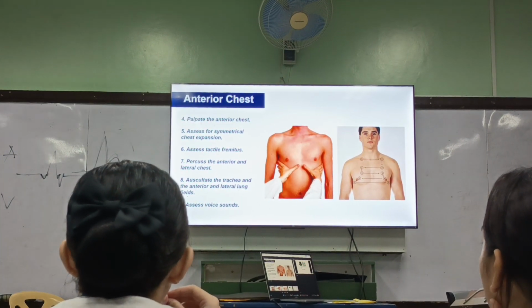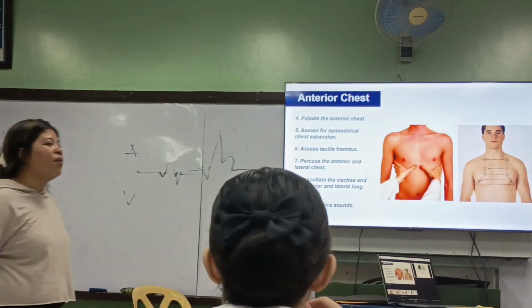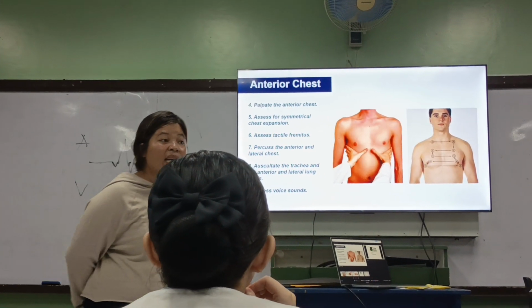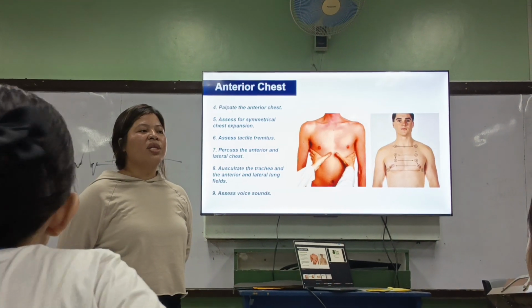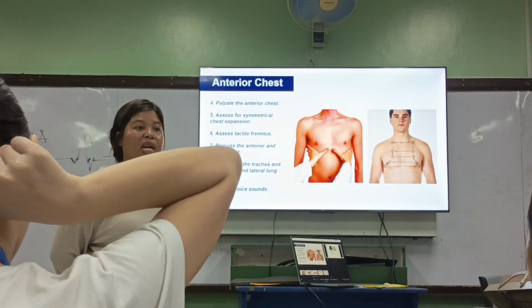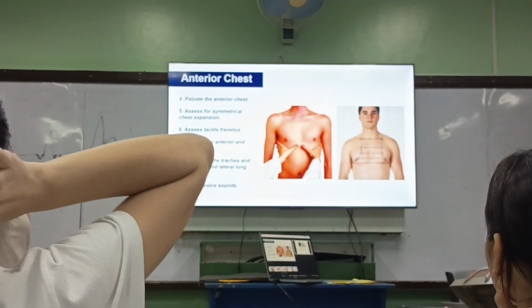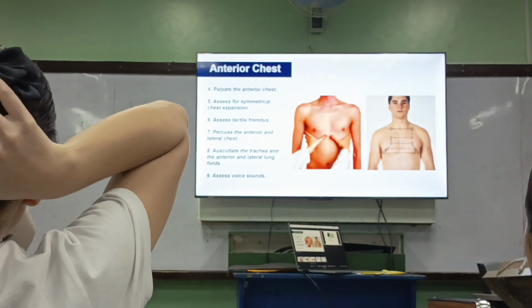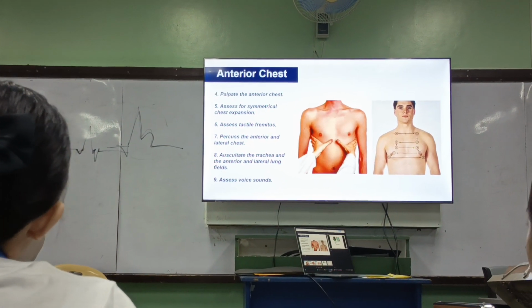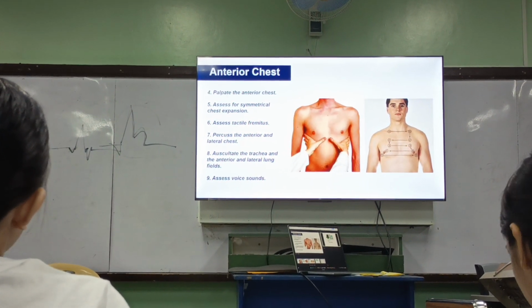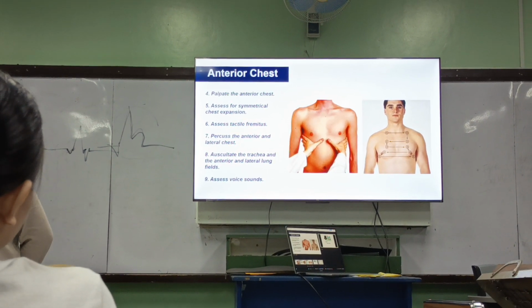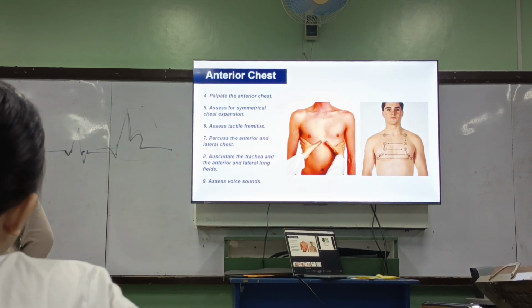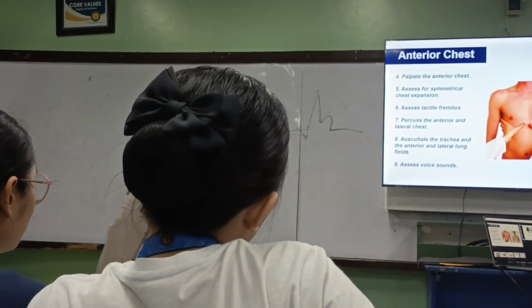Then, assess for tactile fremitus. So, you have to tell your patient to say 99 or blue moon. So, you check for the vibration. Then after this one, scapula, then your second intercostal space.